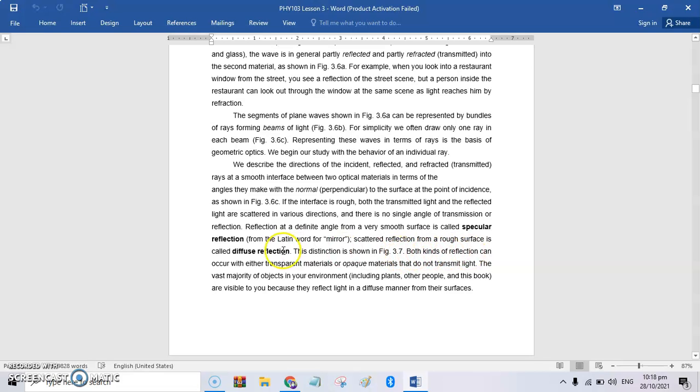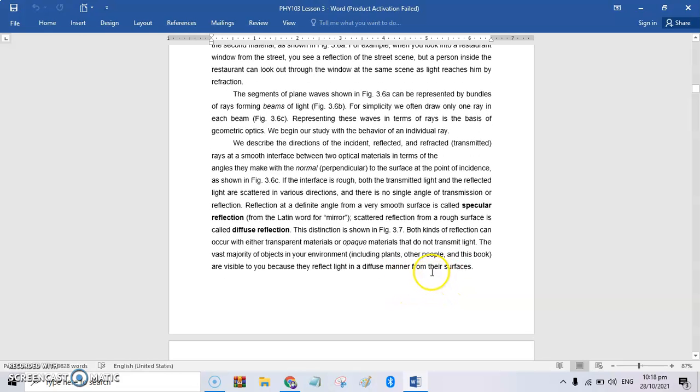Both kinds of reflection can occur with transparent materials or opaque materials that do not transmit light. The vast majority of objects in your environment, including plants and other people and this book, are visible to you because they reflect light in a diffuse manner from their surfaces. Okay, ano nga yung diffuse manner? Rough surfaces.